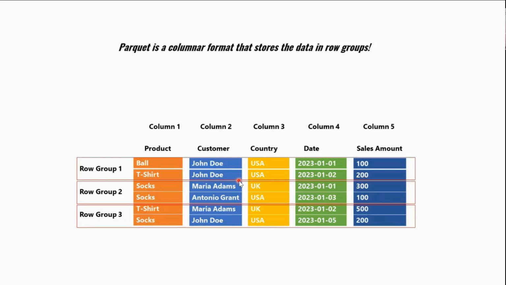So in case of the traditional row based aspect, I had to scan every row and every column. In case of traditional column aspect, I had to scan every row but specific columns. In case of Parquet, which is a columnar format preserving the data in row groups, I had to scan specific columns and specific rows.